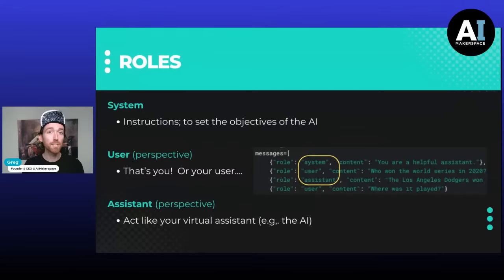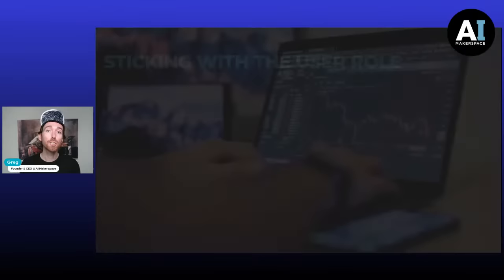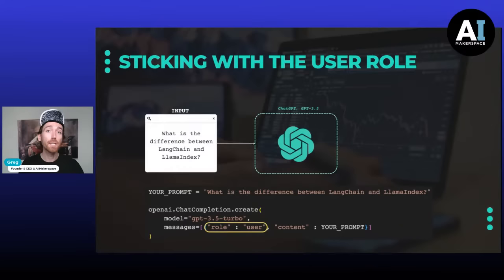When we go to the assistant role, that's the assistant perspective. This is where you are now acting like the virtual assistant, or in some cases, it's simply the AI or the LLM responding to you as an AI, as an assistant. So let's see how this works in the simplest possible case, which is I'm simply prompting the LLM, very similarly to the user role only.